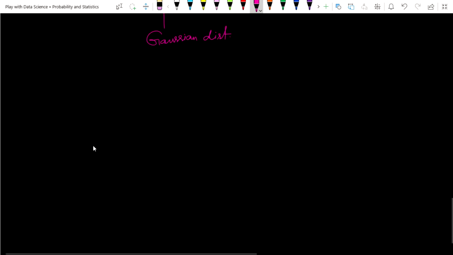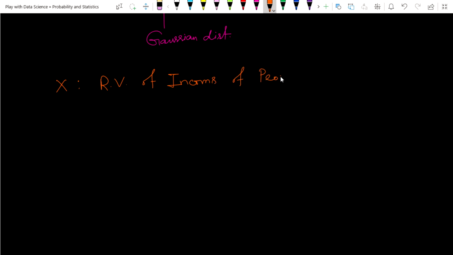Let's take an example. I have taken X as a random variable of the incomes of people. In this random variable there is a finite population mean, mu, and variance, sigma squared.